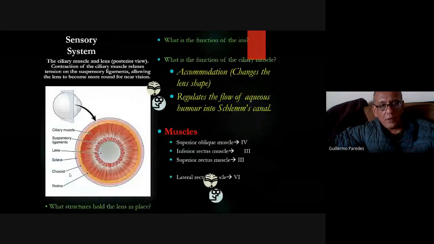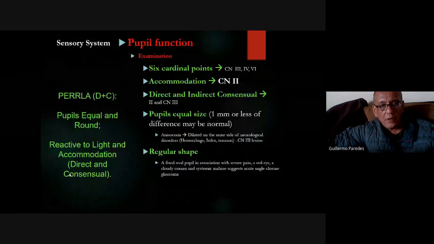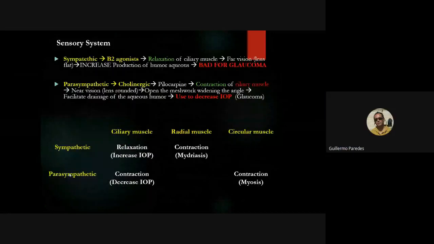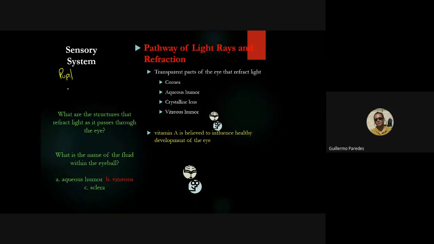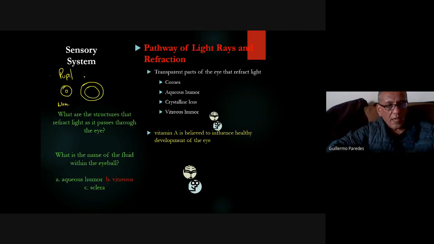The other thing I want to tell you is this. You need to remember this, please. Here, the pupil is going to be this size, normal size. The pupil can also be like this, dilated, that means mydriasis. And when the pupil is small like this, very small, that is called miosis.